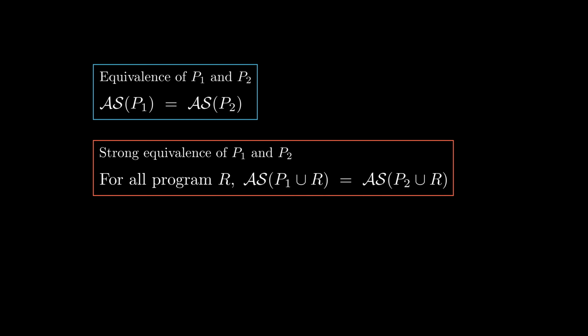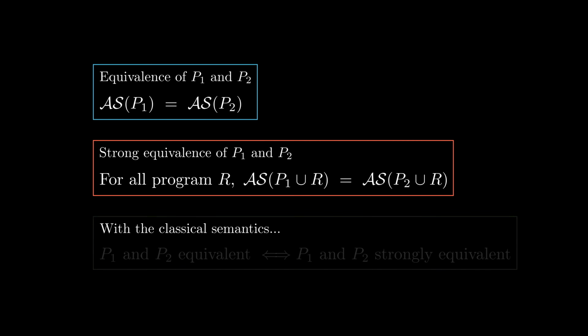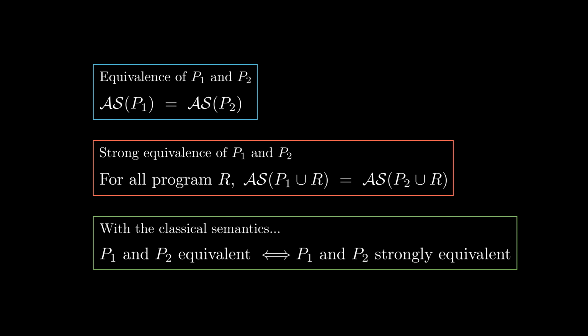But how do we decide whether two logic programs are strongly equivalent? I don't want to check every logic program R, there are infinitely many of those. Let's see how it is done under classical semantics, maybe it helps. Strong equivalence and equivalence happen to be the same under the classical semantics. It's not helping us. We know from the tea and coffee example that with stable model semantics, there are equivalent programs that are not strongly equivalent.